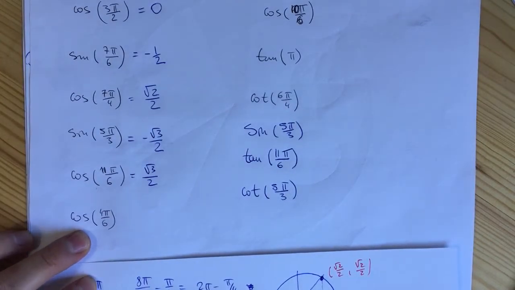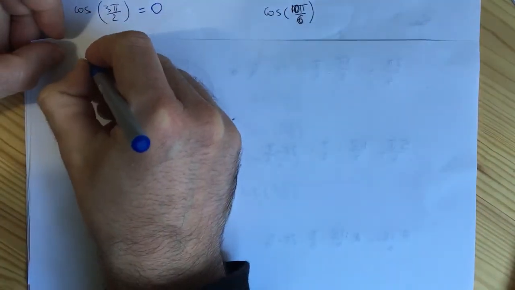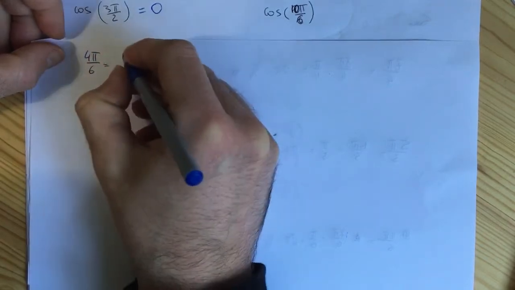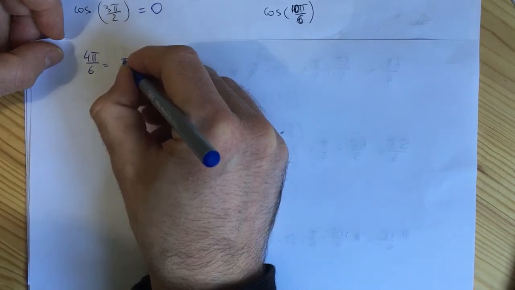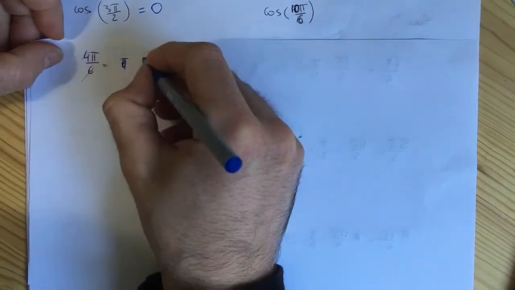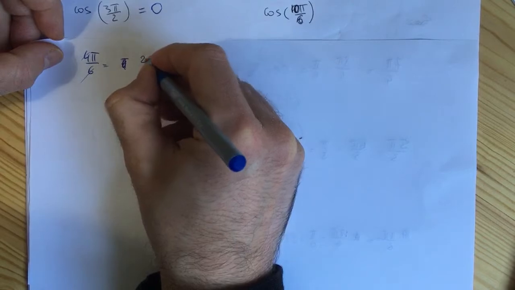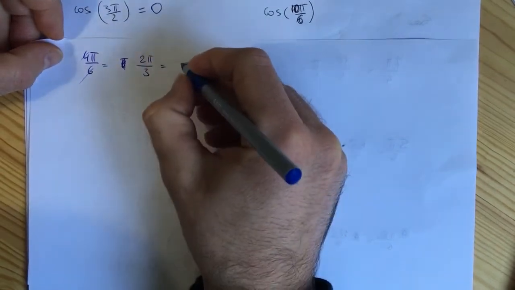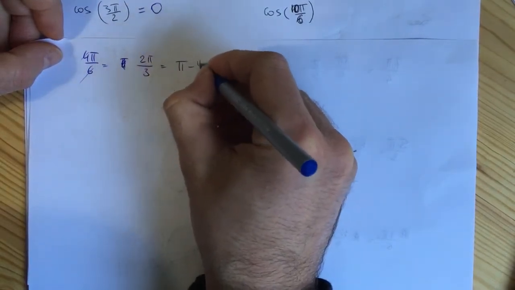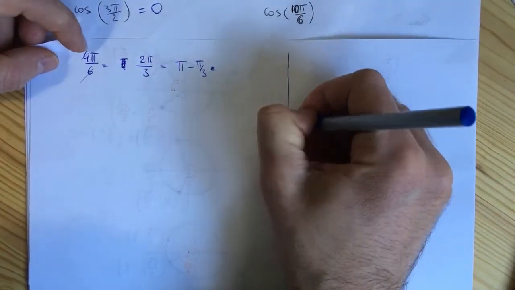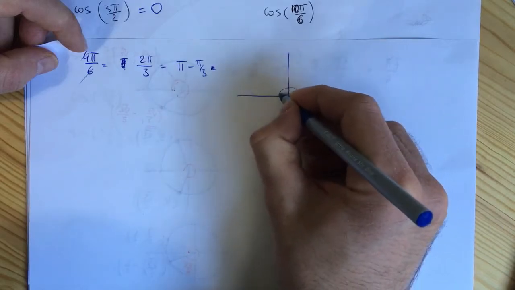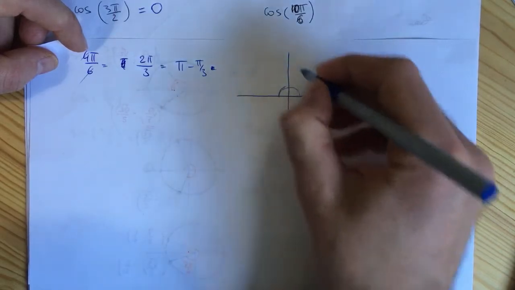Cosine of 4 pi over 6. So now let's just locate the angle first. 4 pi over 6 can be simplified. This is 2 pi over 3, which is pi minus pi over 3, right? And where is this angle? So that's pi, 180 degrees, minus pi over 3.